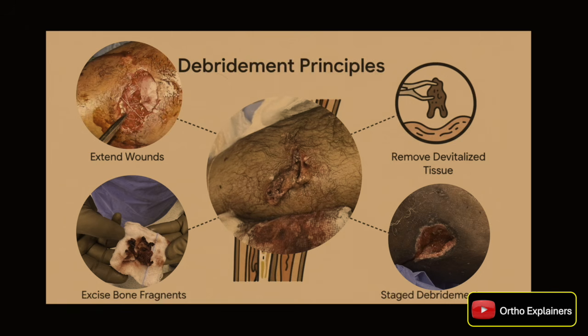The principles are absolute. You have to extend those wounds so you can see the entire zone of injury. All non-viable tissue, we're talking muscle that doesn't bleed or contract, skin, fat, it all must be sharply excised. Bony fragments that have no soft tissue attachment, they go. And crucially, you have to have a very low threshold to go back to the OR for a second or even a third look every 24 to 48 hours until you are positive that wound bed is clean.